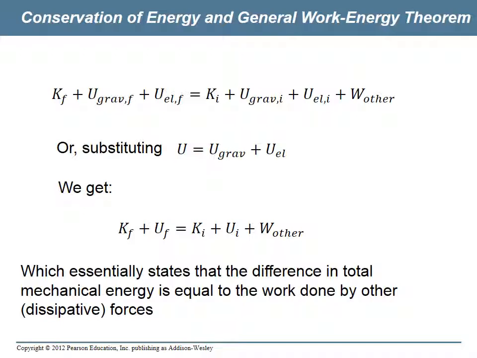So basically this says that the difference in total mechanical energy is equal to the work done by other dissipative forces. We can rewrite this. I didn't do it here, but I could rewrite it and say, this is my total final energy, this is my total initial energy. TE final minus TE initial is equal to my work done, right? This can be positive or negative, depending on whether or not I'm putting work into it or I'm taking work out. If friction is working on it, it's probably negative. If I'm pushing on it, then it's positive.